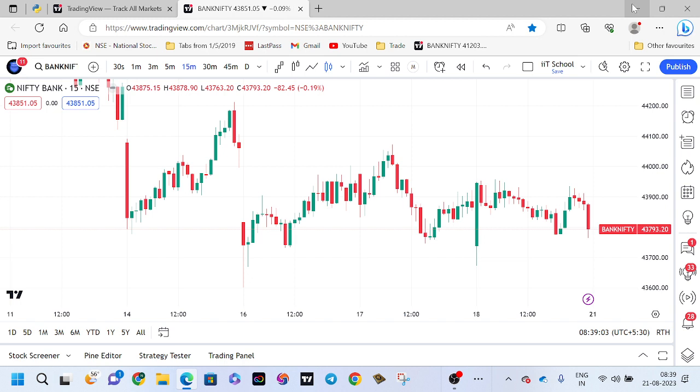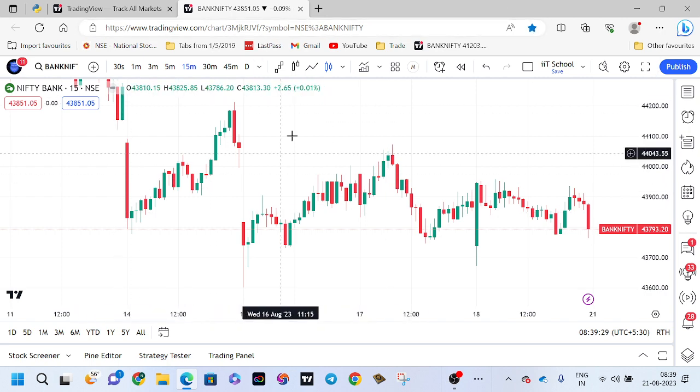Now coming back to our setting, what is our initial setting? Our initial setting is very easy. What you have to do is create a free TradingView account by going to www.tradingview.com. For the referral, you can ask us in Telegram or WhatsApp, and we will send our referral link so that you will get more benefit.